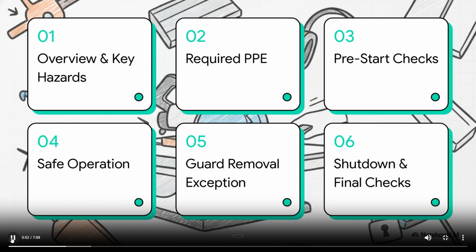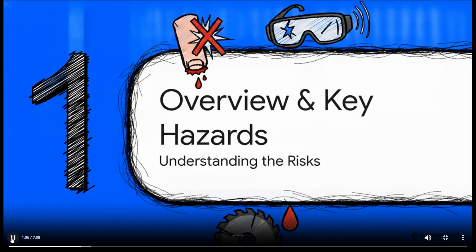Okay, so here's our game plan for this explainer. We're going to run through this logically. Overview and key hazards, required PPE, pre-start checks, safe operation and hard rules, the guard removal exception, and finally, shutdown and final checks. All right, Section 1. Overview and key hazards. Let's get a handle on what we're actually dealing with.